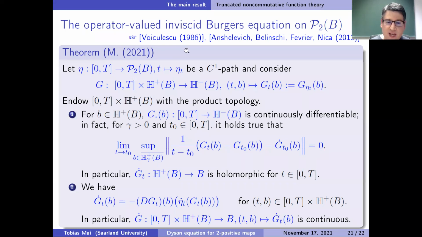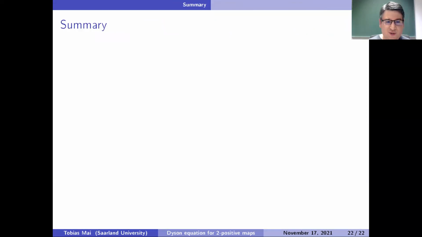In the scalar valued case, this appeared in the early work of Voiculescu. In the operator valued case, it appeared in the work of Angelevich, Belinschi, Février, and Nica. But this was in a much more restrictive setting than here. And these tools together allow you to prove the statement. And with this, I come to the end.